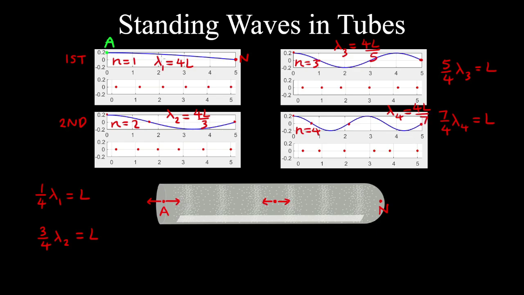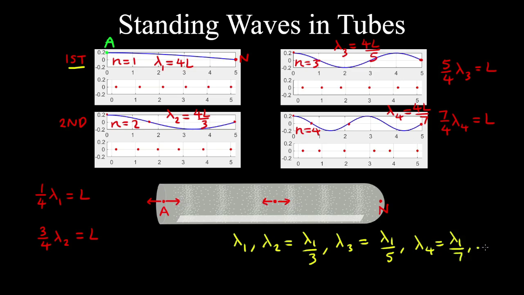So therefore using the wavelength of the fundamental or first harmonic, we have lambda 2 is lambda 1 on 3, and lambda 3 being lambda 1 on 5, and lambda 4 is lambda 1 on 7, and so on. So we see that for a standing wave with a node at one end and an antinode at the other, we can only establish odd harmonics.